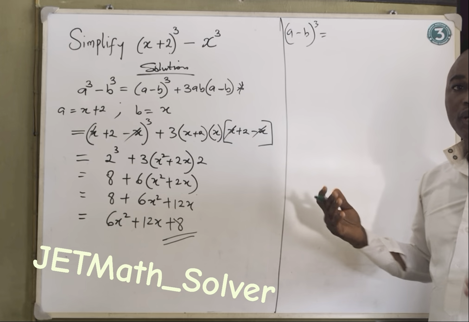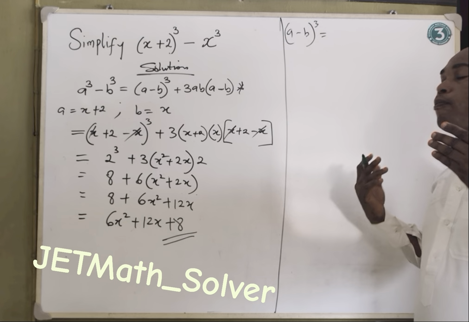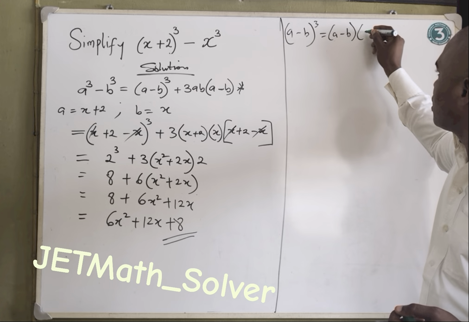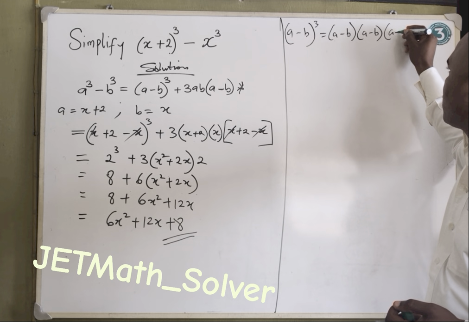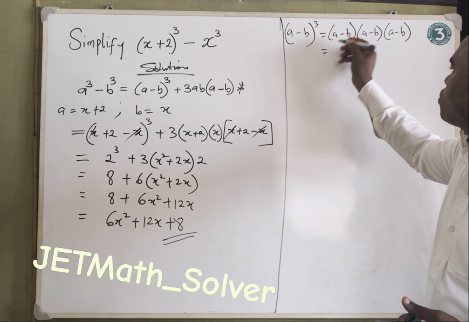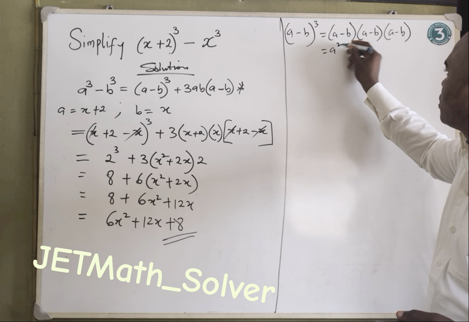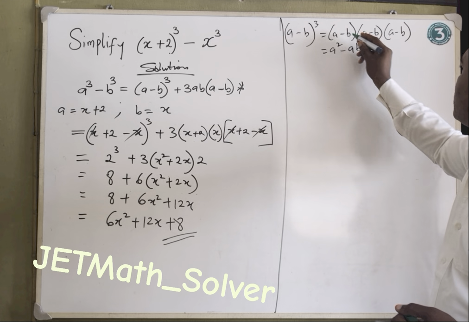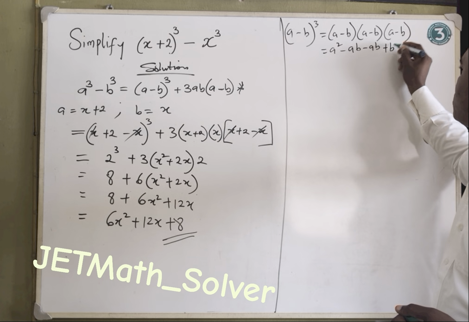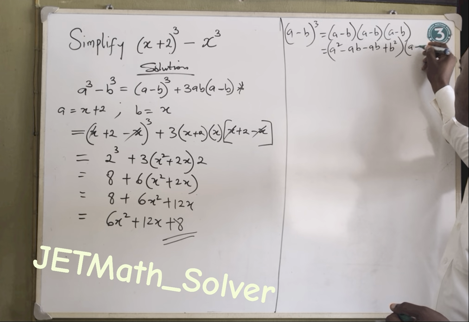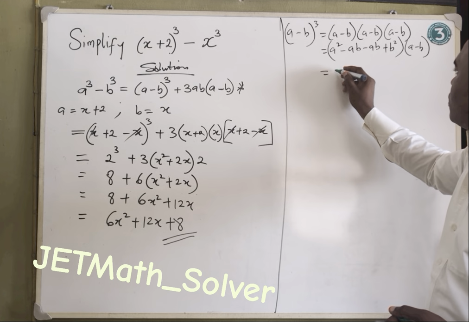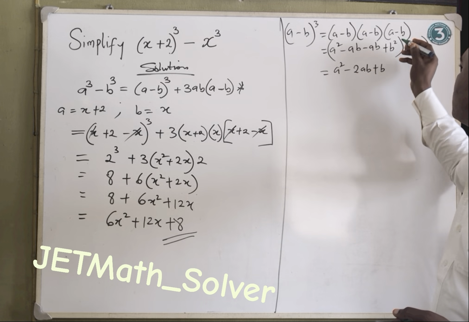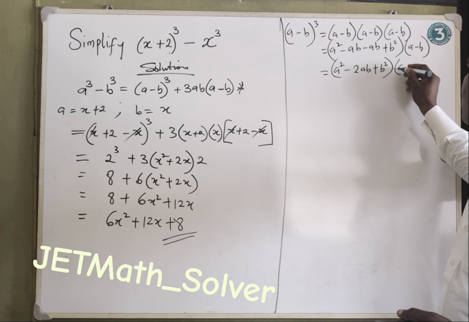Let's expand this. We can as well use Pascal's triangle, but let's expand this. We have it as (a − b)(a − b)(a − b). Now, a times a will give me a squared. A times minus b will give me minus ab. This will give me minus ab. Then this will give me plus b squared. Now, all into brackets of a − b. Now, a² − ab − ab will give me a² − 2ab + b². Then multiply by a − b.